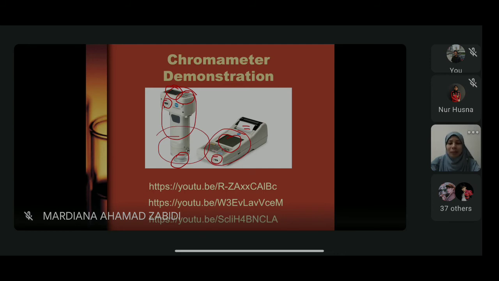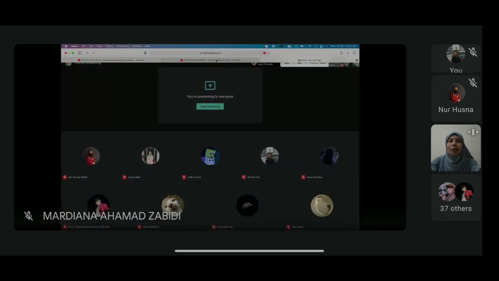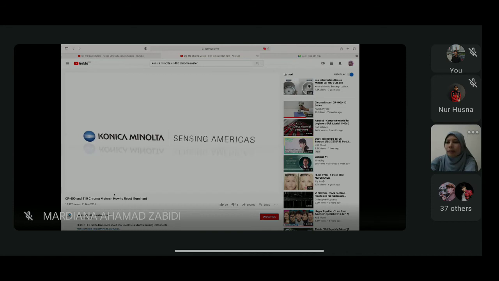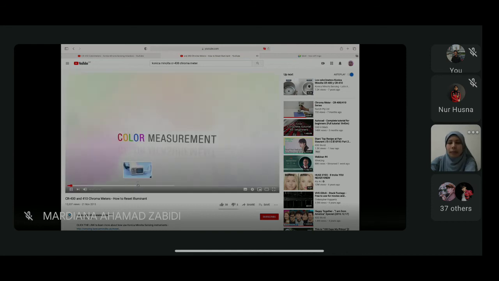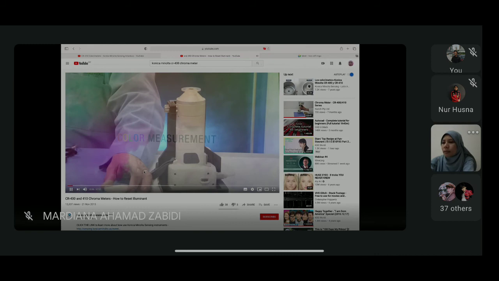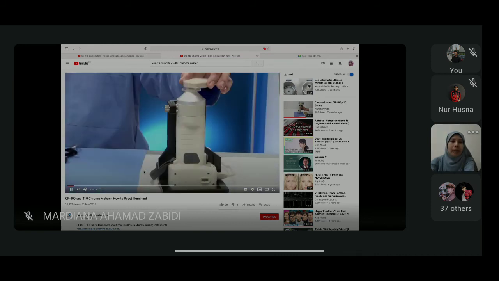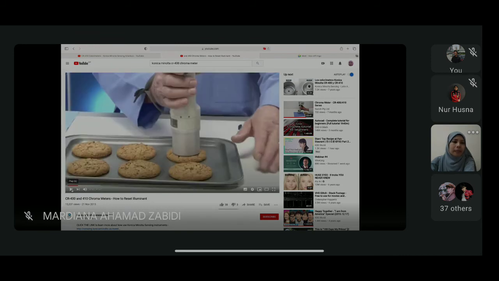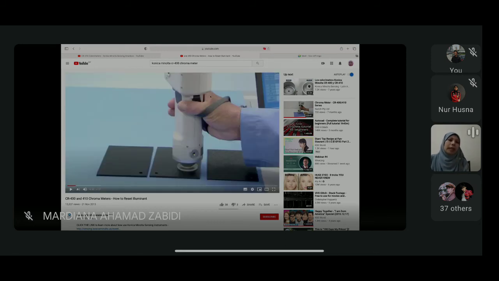So can we look at the demonstration of how this particular chromameter is used? I mean how it is being measured. Okay, kalau kamu tengok, kejap saya ulang balik dekat sini. Okay, kalau kamu tengok cara dia pegang, nampak tak? Ini kita panggil handheld chromameter. Maksudnya you pegang pakai tangan lah.